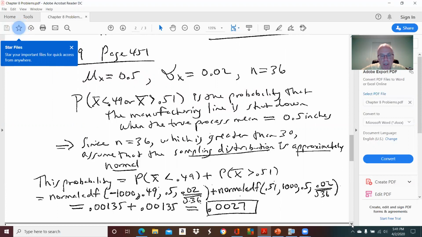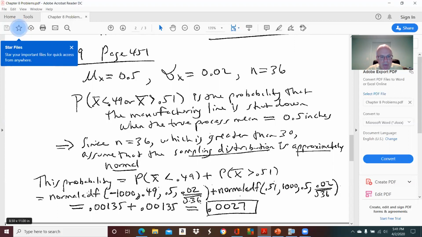So how do we find this probability? Well, the probability of X bar less than 0.49 and the probability X bar is greater than 0.51, they're mutually exclusive. Remember that term from probability? When we have the word or between these two, it says add. Since they're mutually exclusive, we don't have to worry about any common elements between these two. They can't occur together. So we can simply say that the probability is equal to the sum of these two probabilities. And how do we find them?